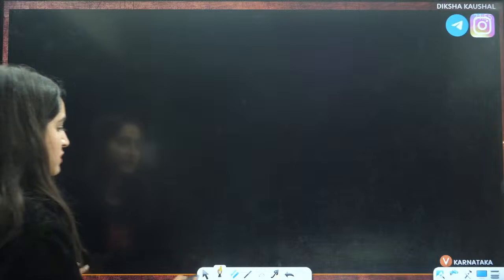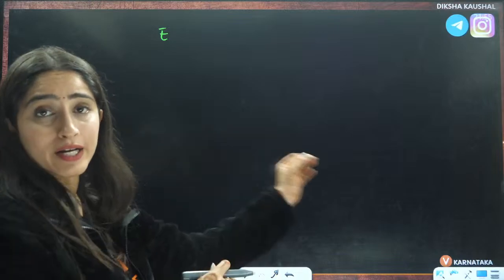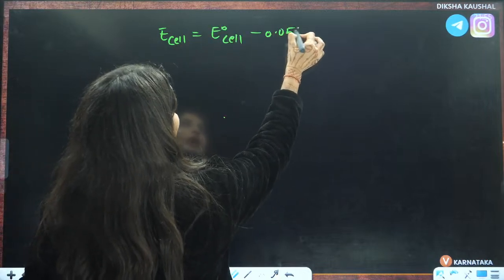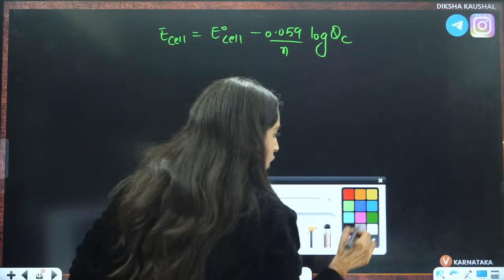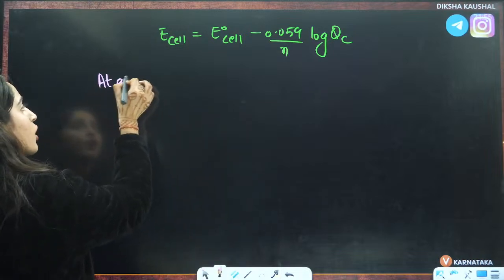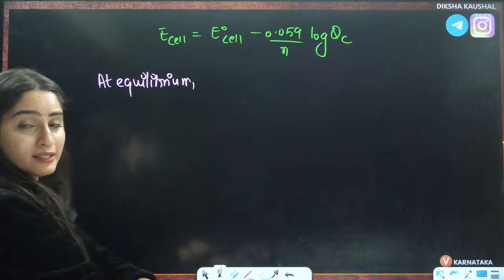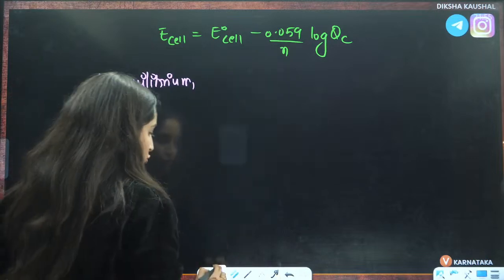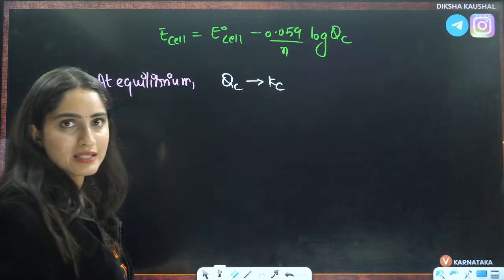Okay, now let us write this equation again. Now, two, three more equations that are related to this question, like the Nernst equation. Let us write that. E cell is equal to E naught of cell minus 0.059 divided by N log QC. Now, at equilibrium, QC will become equal to KC.